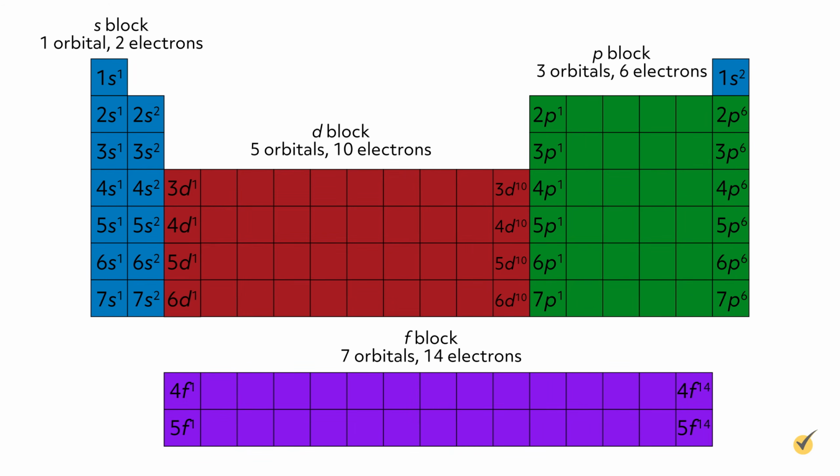Down each column, the configuration of the valence electrons is the same, which accounts for why elements in the same group have similar properties. For example, in group 17, the halogens, the valence electron configuration of every element is np5, which primarily dictates their characteristics.